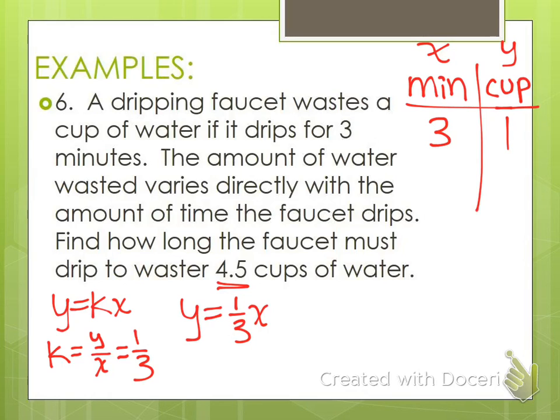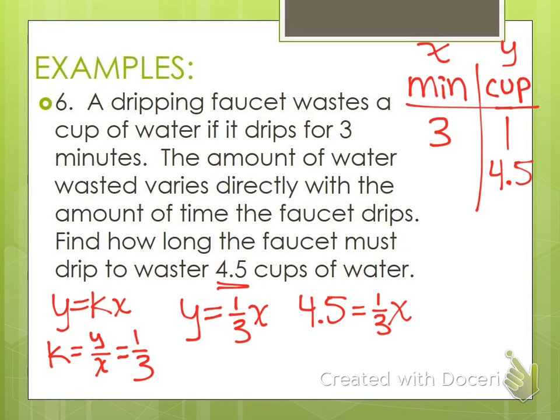All right. So then I am asked how long the faucet must drip to waste 4.5 cups of water. So what is 4.5 going to get plugged into? The y. Remember, we set up this table over here. We don't know how many minutes it dripped, but we know we want to figure out how many minutes of drip to waste 4.5 cups of water. So we're going to plug 4.5 in for the y.